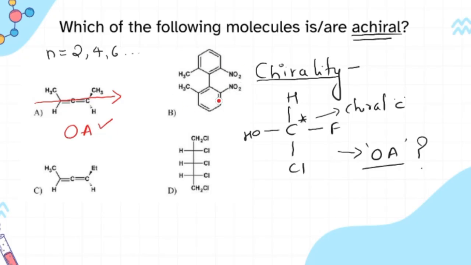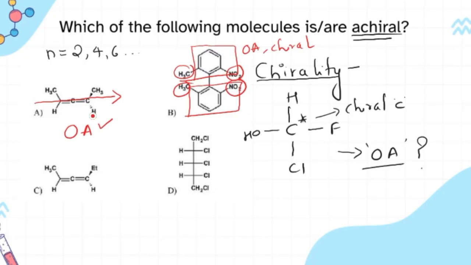Then let's check the biphenyls. Here, due to the substituents at the ortho position, we have nitro and methyl groups. Due to this, there is steric hindrance, so the biphenyl rings will go out of plane. That means, if all these groups are in the same plane, these three groups will be out of plane. So that means there is no plane of symmetry. Therefore, this molecule will be optically active, nothing but chiral in nature.